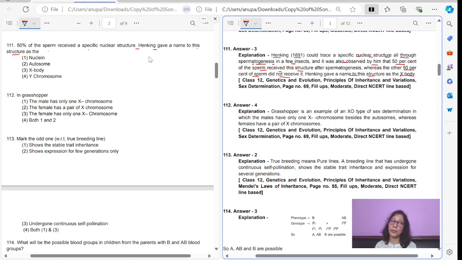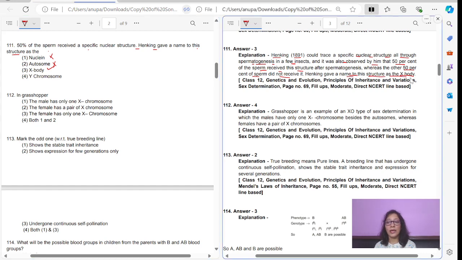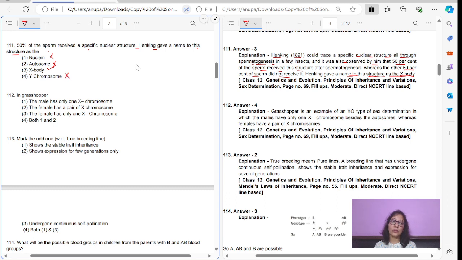Henkin gave this structure a name, X body. So let's see the options. The options are nuclein, no; autosome, no; X body, yes. Henkin gave the name to this structure as X body. And Y chromosome is also wrong. So the right option for this question will be option number 3. 50% of the sperm received a specific nuclear structure, and Henkin gave a name to this structure as X body.